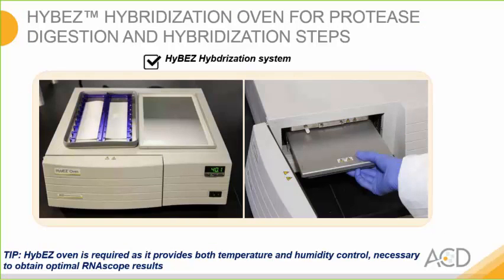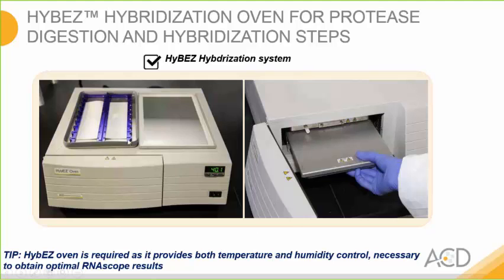Okay, so the HybEZ oven. The RNAscope assay contains many steps performed at 40 degrees, from the protease to probe to amplification. So the assay is highly sensitive to both temperature and humidity. So the oven is designed to maintain the precise temperature and humidity. So for consistent results, this is a must-have. You can expect background or reduced signal or both if during any of the incubation steps the temperature is off or there's reagent volume loss.